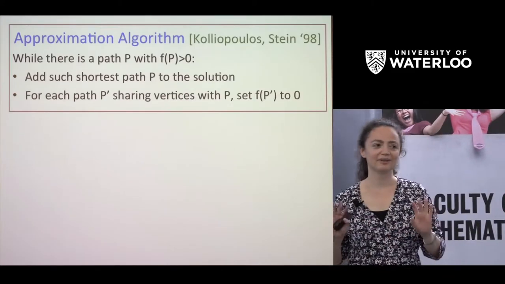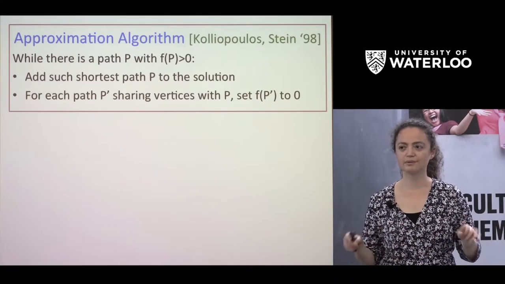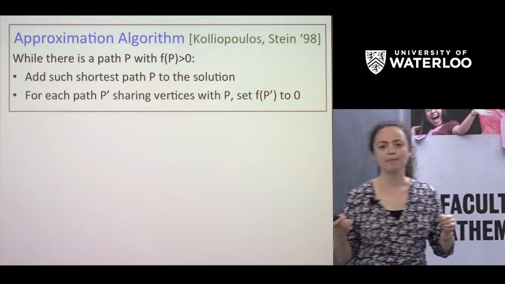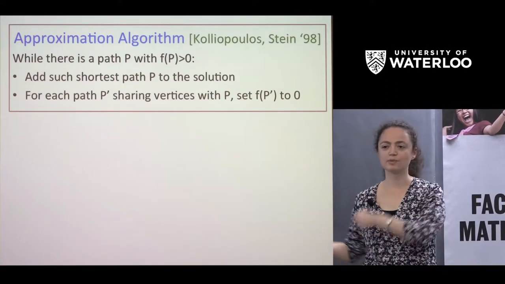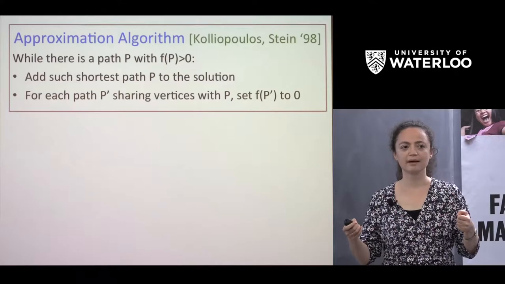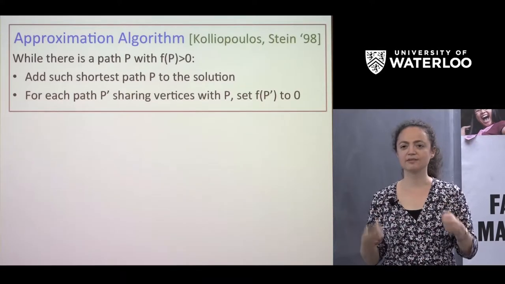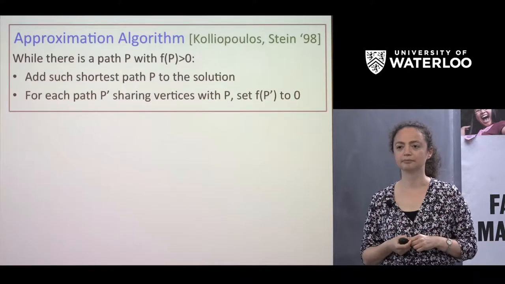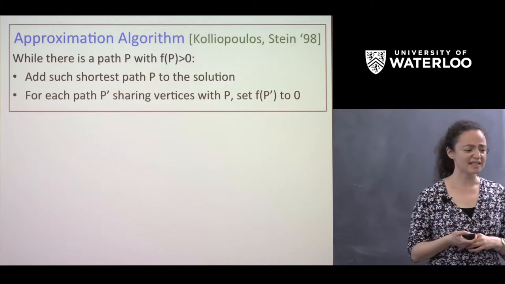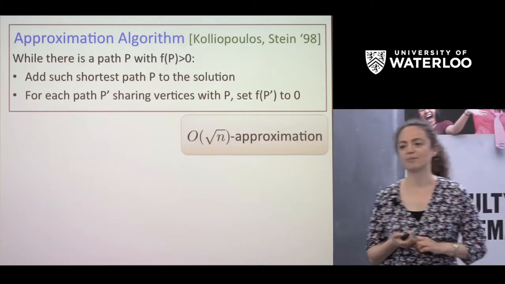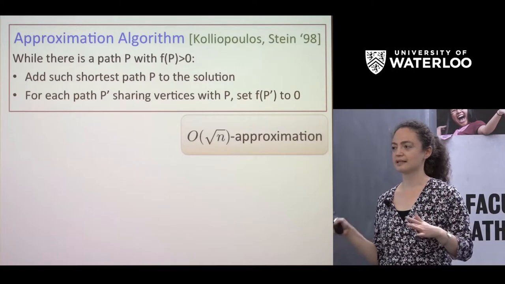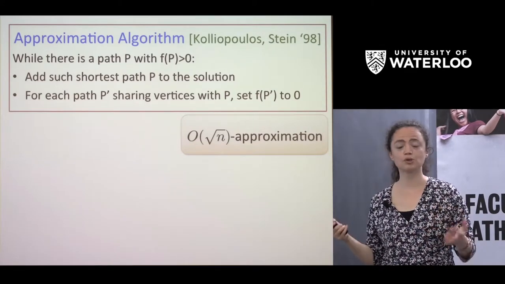It's a really simple greedy algorithm. I look at the flow currently in my network and take any flow path that has flow on it. Among all these flow paths, I take the one that's the shortest and add it to my solution. As I add it to my solution, I need to update the flow so it doesn't conflict with this path. So whatever flow path shares vertices with my path, I set the flow on it to zero. And then I keep on going. So it's a really simple greedy algorithm: take the shortest path in every iteration and update the flow. As you would expect, it doesn't do so well. It gives you a square root n approximation, which is not ideal. But we have a lot more sophisticated techniques for designing approximation algorithms, so shouldn't we be able to do better than that?